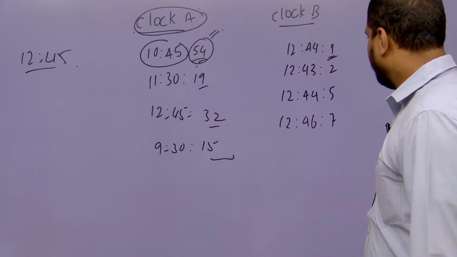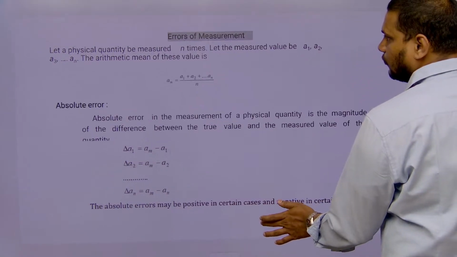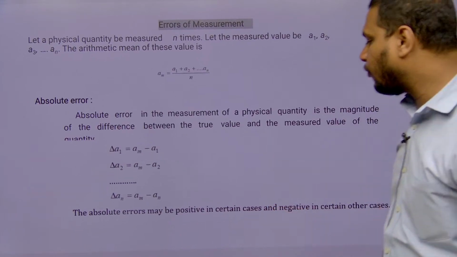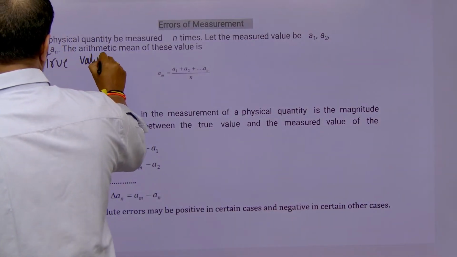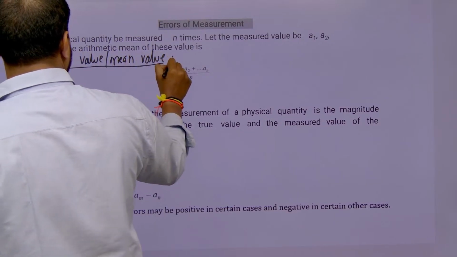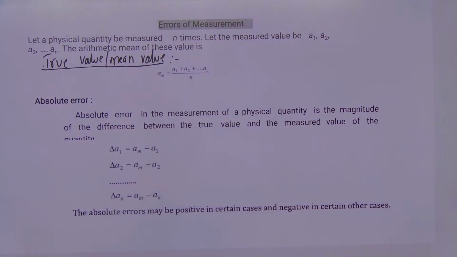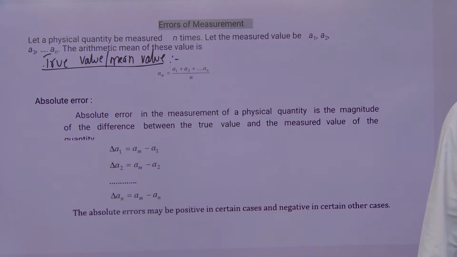Are you clear? Yeah, fine. So then we'll go for the next topic, that is errors in the measurements. Errors in the measurements. In that first you write down true value or mean value. Yeah, what do you mean by true value and mean value?